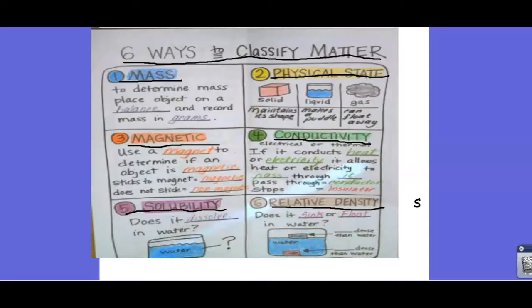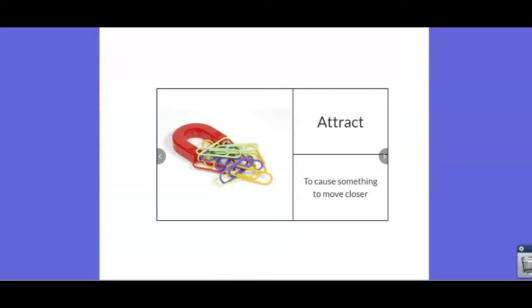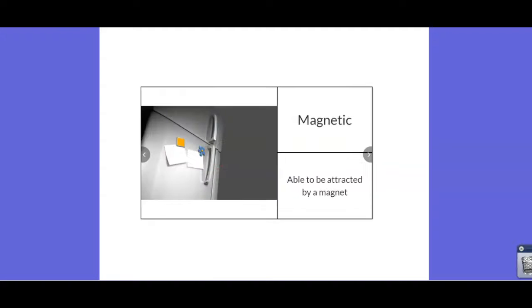So then going back here, conductivity is if it transfers, if it passes through, it's a conductor. If it stops, it's an insulator. Then relative density is: does it sink or float? Very visual observation. Solubility is whether or not it dissolves in water. The other two words I need you to write down inside your journal are attract, and here's magnetic, able to be attracted by a magnet.